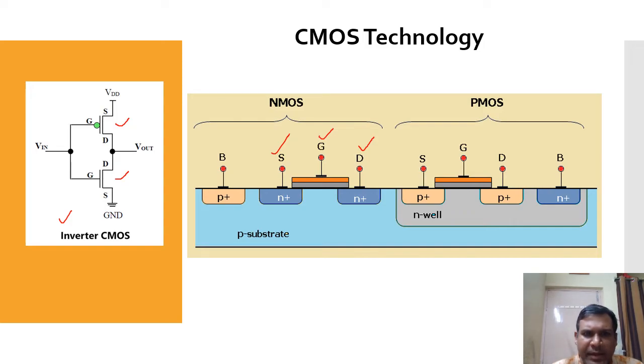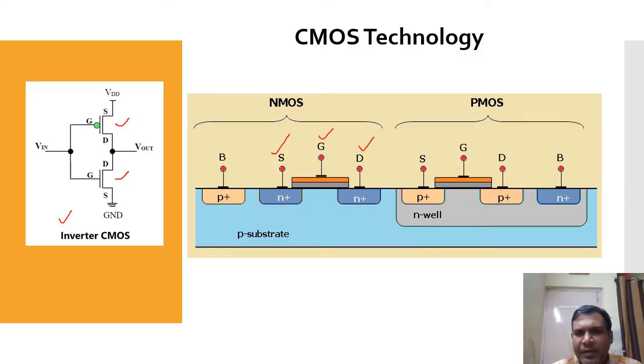The source terminal is connected with an N diffusion region, the drain terminal is connected with an N diffusion region, and the gate terminal is connected with metal. In between the gate and the semiconductor, that is the p-type substrate, there is a dielectric material, that is silicon dioxide. And for the p MOSFET it is reverse.